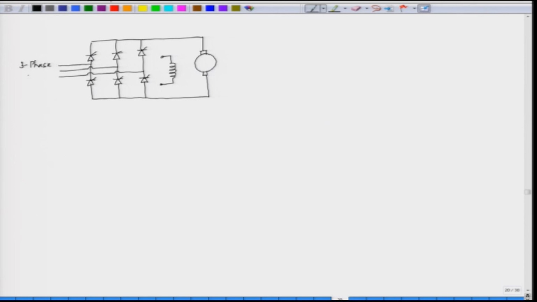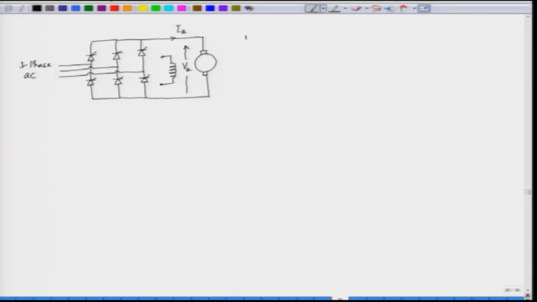3 phase AC input, and the output current here is IA and the output average voltage is VA; we are plotting the average voltage. If we see this bridge, the input is a 3 phase balanced voltage supply and the average output voltage can be positive, can also be negative. As we have seen in the single phase case, in 3 phase also this can operate in the first quadrant and the fourth quadrant.